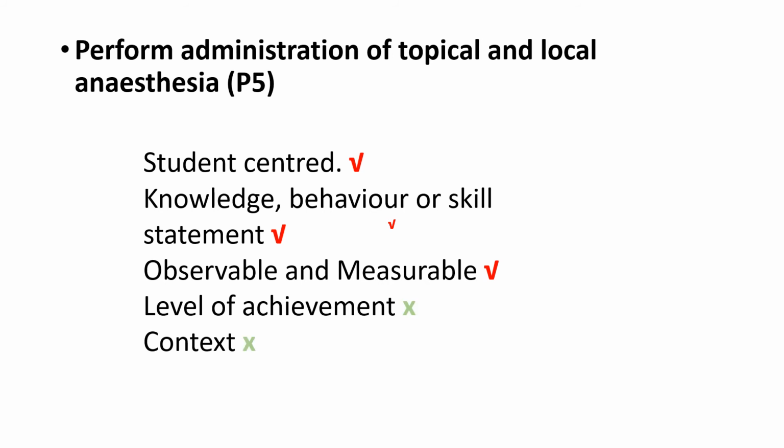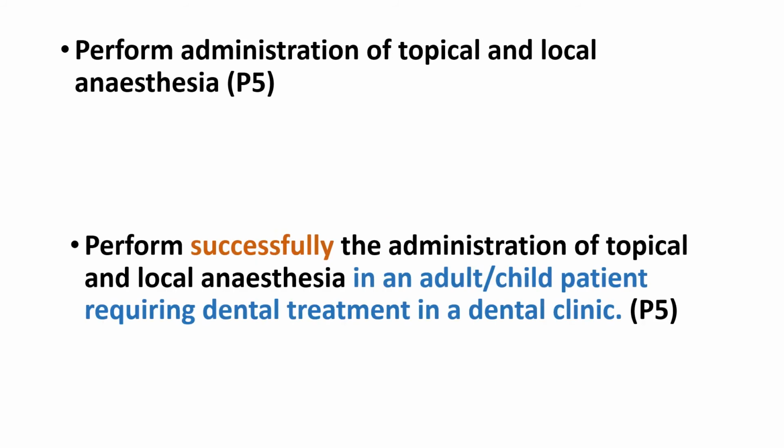Let's modify that. The level of achievement, successfully, is highlighted in red. It indicates that the outcome is not achieved till anesthesia is achieved in the patient, as per a rubric. For example, lip and tongue numbness, as in an inferior alveolar nerve block. The context is a patient treated in a dental clinic. So, the modified outcome would be: perform successfully the administration of topical and local anesthesia in an adult or child patient requiring dental treatment in a dental clinic.